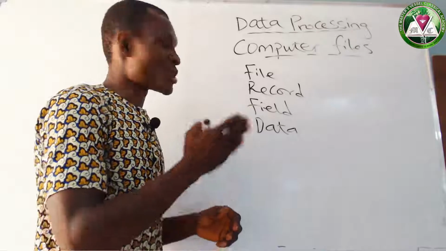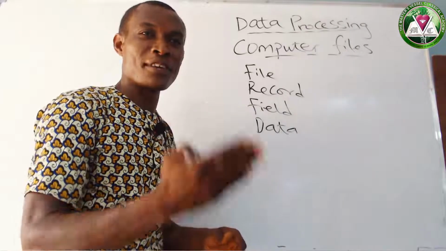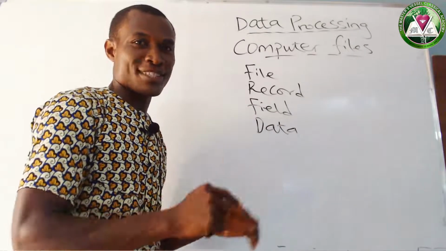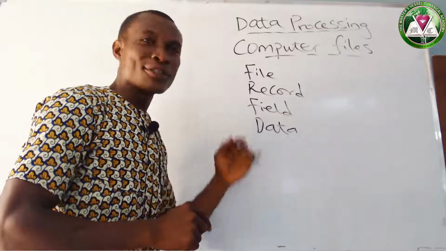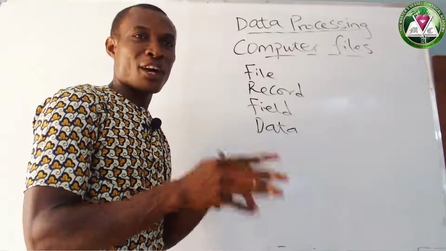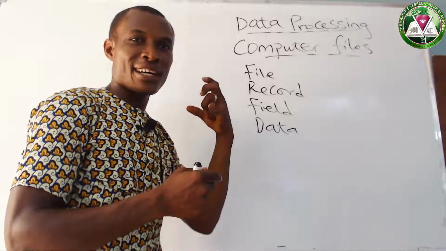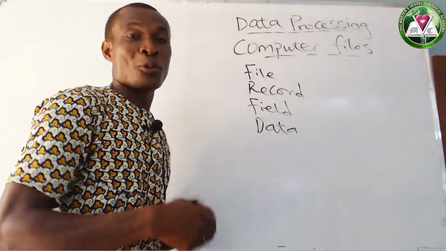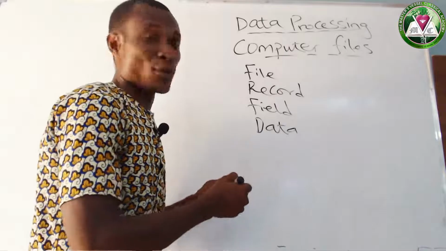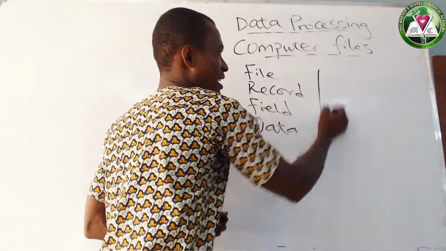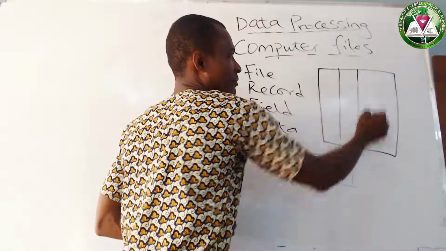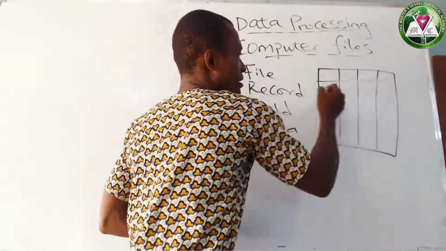A record is also a collection of related fields. I will use a simple table to illustrate. Then a field is also a portion in a record that contains a particular data. Or someone can say that a field is a collection of related data. Now let me use this table to illustrate so that you understand what I mean. I have this table here.